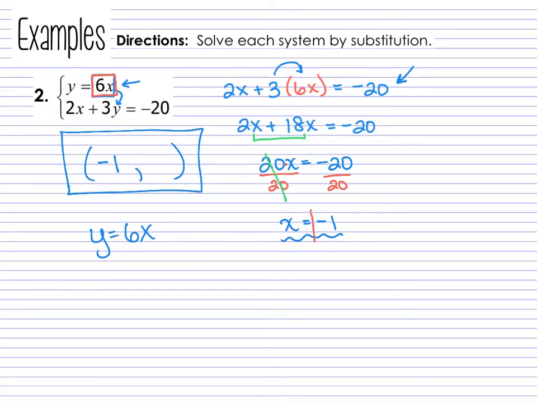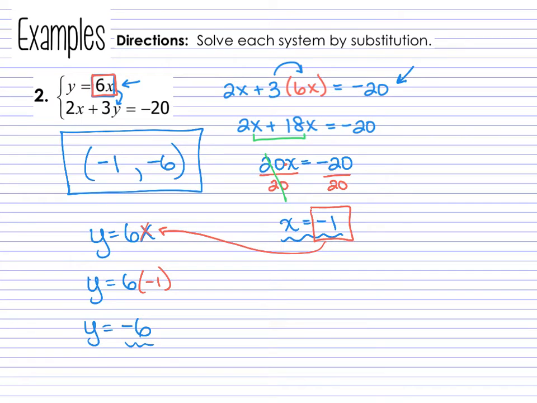I know that x is equal to negative 1, so I'm going to take that and plug it in where there's an x. So y equals 6 times negative 1. Where there was an x, now I have a negative 1. 6 times negative 1 is negative 6. So my y coordinate is negative 6.